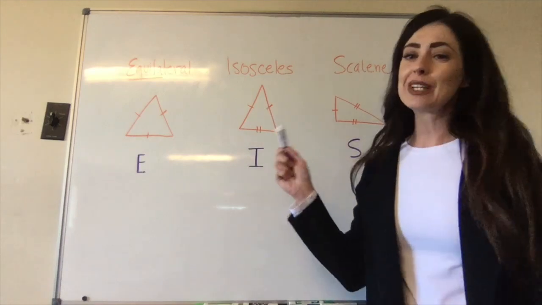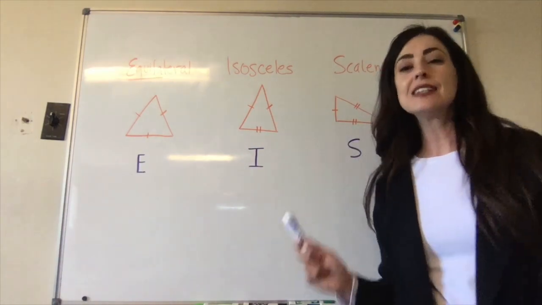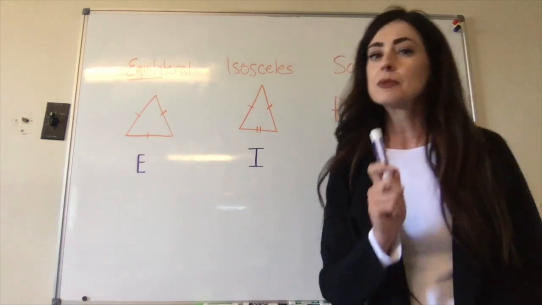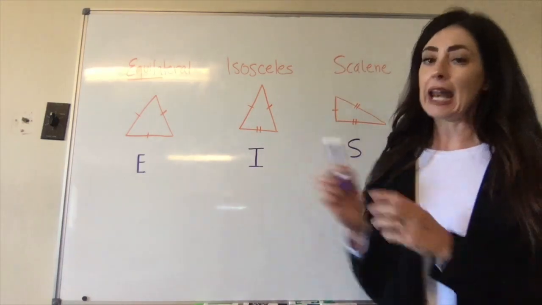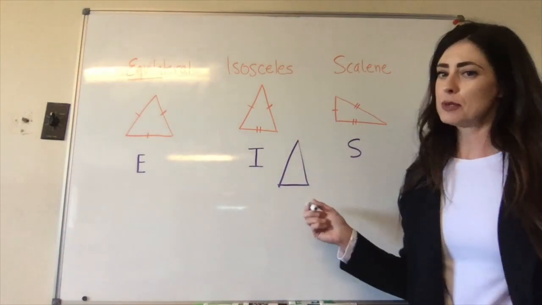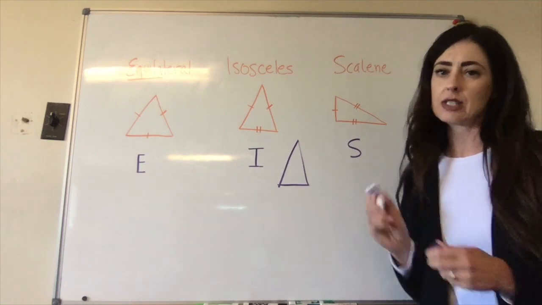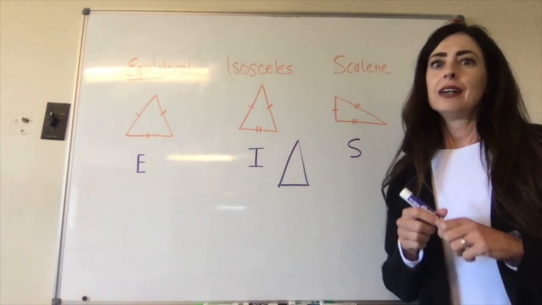Okay? So if you can remember isosceles, isosceles, you look just like a Christmas tree, and draw what a Christmas tree generally looks like, you might be able to remember that an isosceles triangle has two equal sides and the third side is a different length, okay?